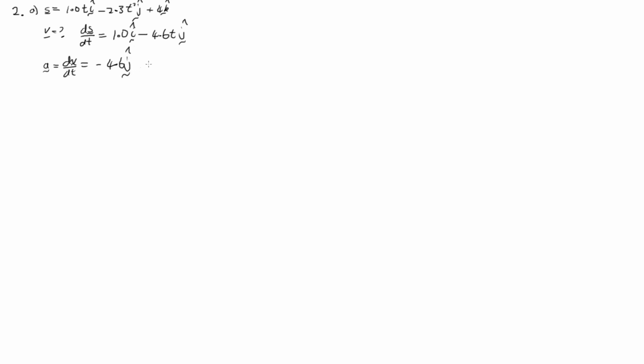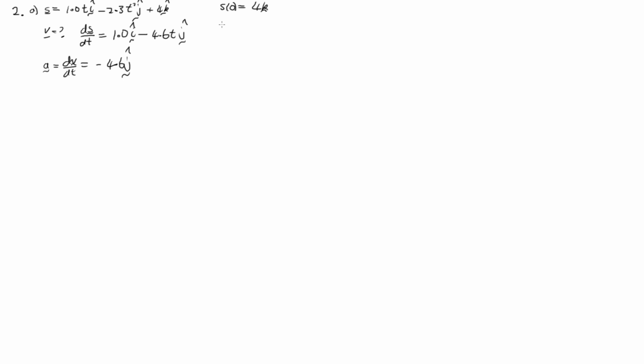We're then asked what is the displacement at t equals 0. So for that, we just have to substitute in t equals 0 into these terms. So you can see in the i direction, because there's a t there, this is just going to be 0. In the j direction, again, this is just going to be 0. And because this one's constant, this one here will remain the same. So this will be 4k.